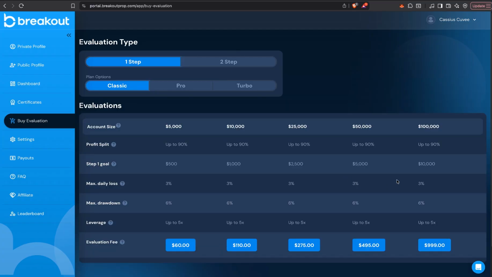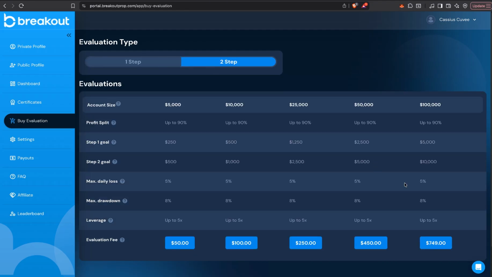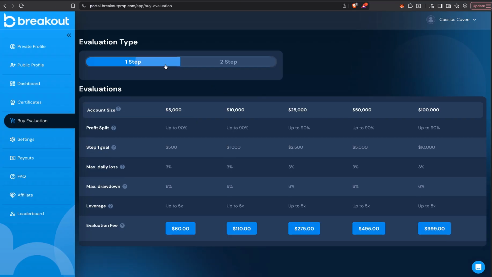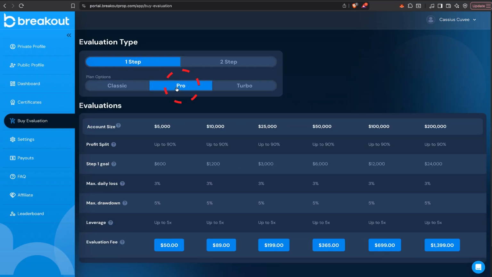Now, the other difference is the max daily loss. On the one-step, it's only 3%, and on two-step, it's 5%. That 2% difference can be really big depending on how you trade. Again, it's totally up to you. In a different video, I will go over some trading strategies that I've used to pass both the one-step and the two-step.